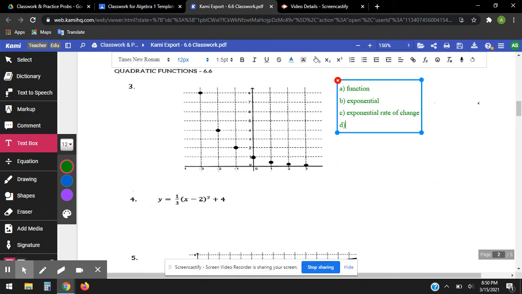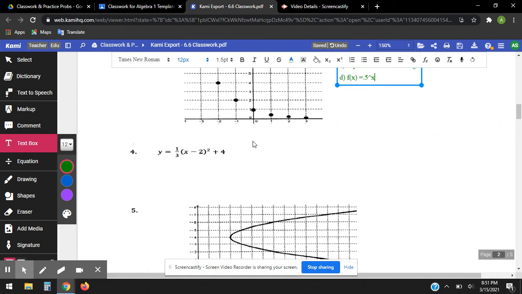And then for this one, let's see if I can figure out some of these points. It's going from 8 to 4 to 2 to 1 to half. So I'm going to say f of x equals, I think it's 0.5 to the x power, because I go 0.5 to the -1, that flips it to be a 2, and so on.